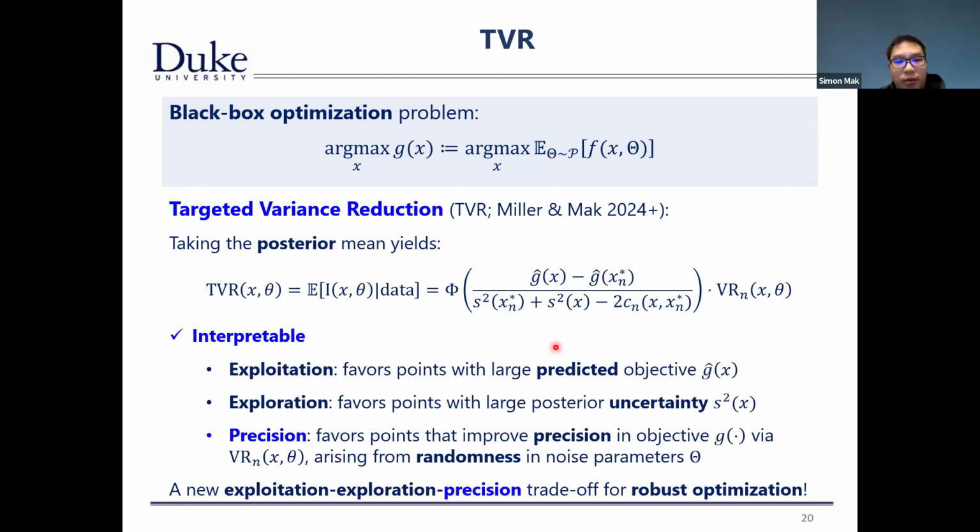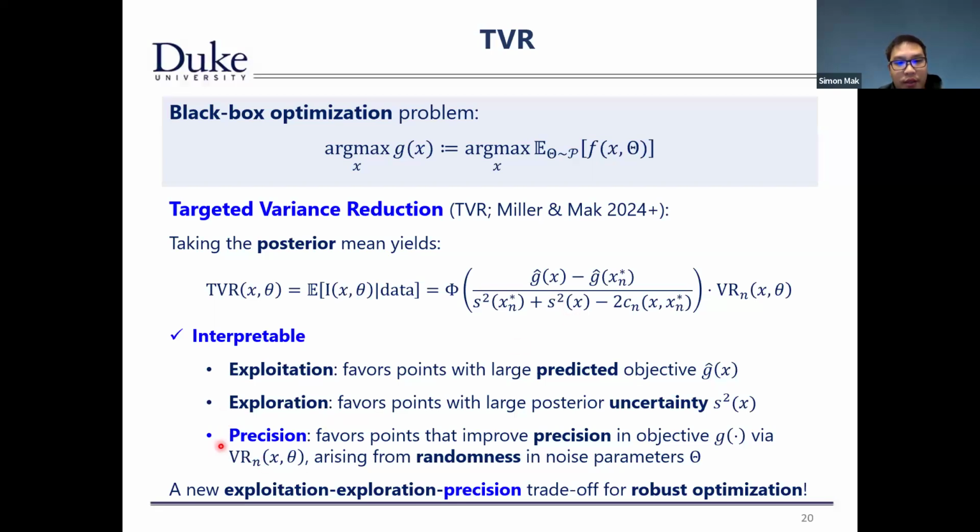If you take a look at this closely, we have this first property, which is exploitation. This comes from the fact that we have a g hat of x here, so we want to pick points which have a large predicted objective g hat. That's our exploitation. We also have an exploration component on the bottom right here, where we want to favor points with a large posterior uncertainty. We want to explore areas where the objective is most uncertain.